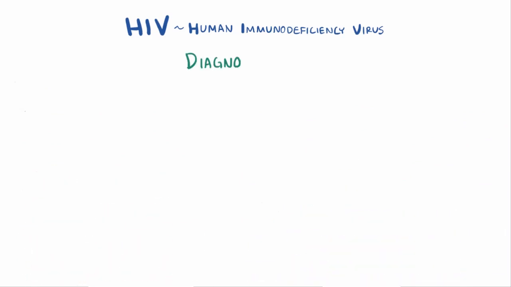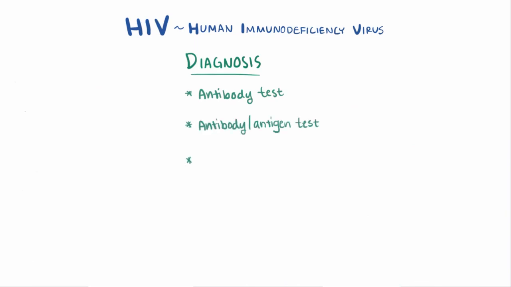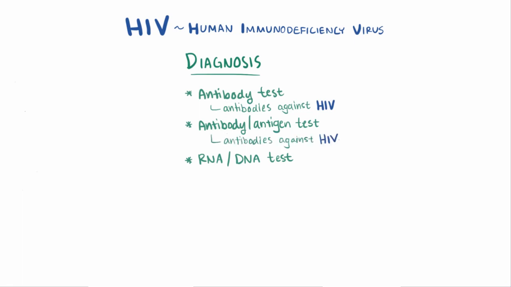As far as diagnosis goes, there are a few types of HIV tests that can be done: antibody tests, antibody/antigen tests, and RNA/DNA tests. Antibody tests look for antibodies that the body's made against HIV. Antigen tests look for the virus directly. So antibody-antigen tests detect both antibodies to the virus as well as the virus itself.